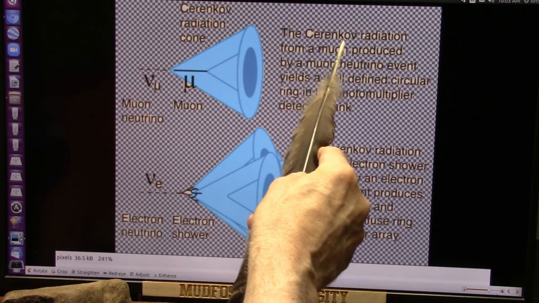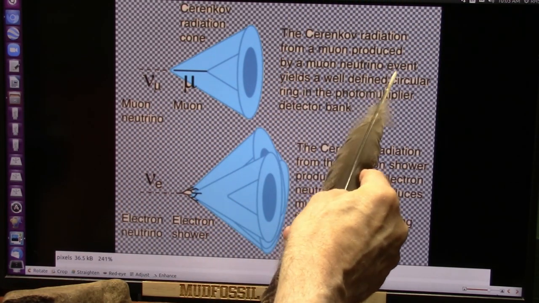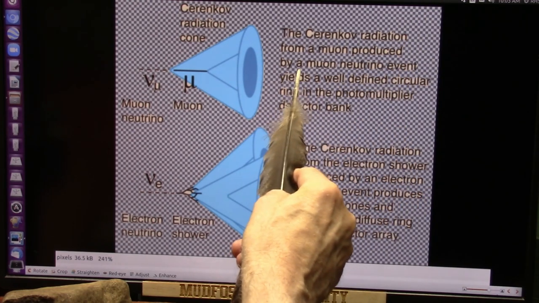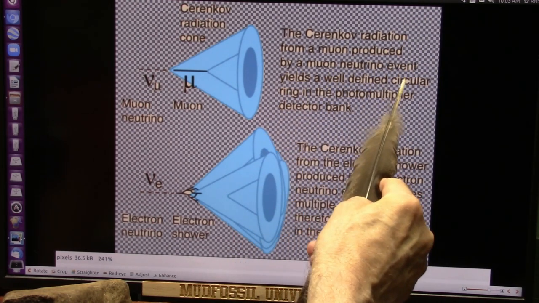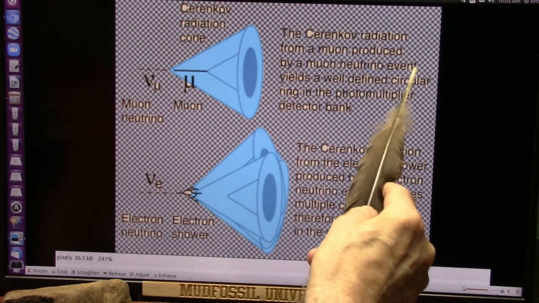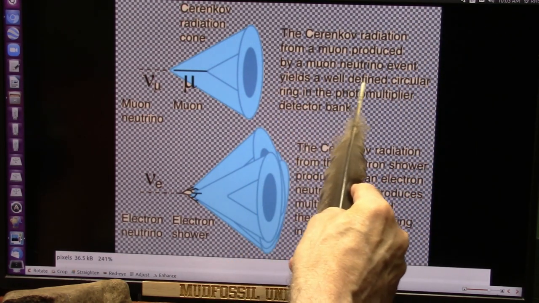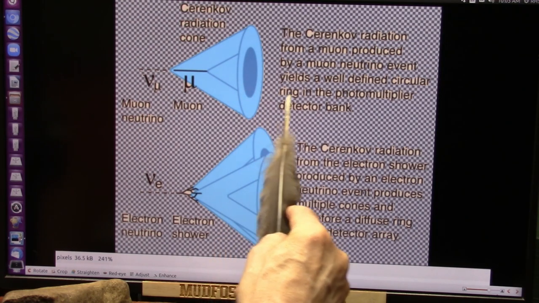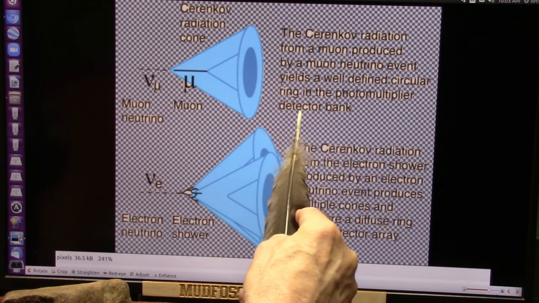So here's what it says. Cherenkov radiation from a muon produced by a muon neutrino event. So that is a muon. So remember that name, muon. It yields a well-defined circular ring in the photomultiplier detector bank.